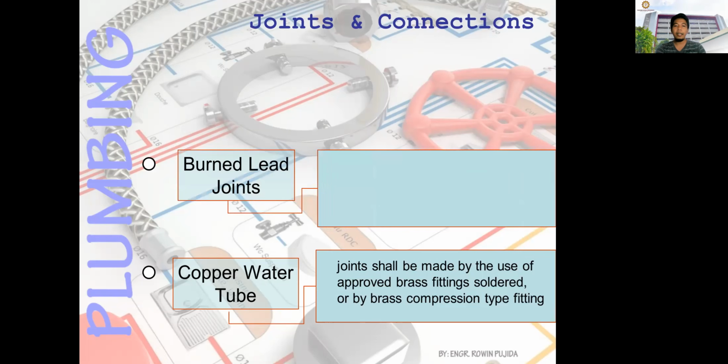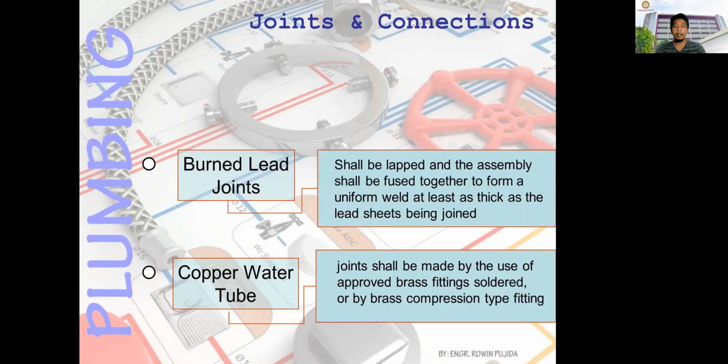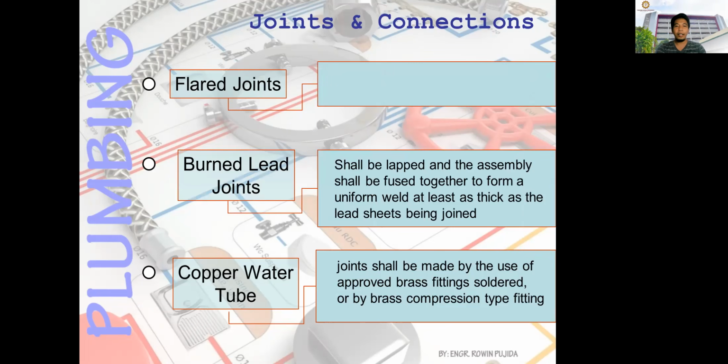And then the lead joint shall be lapped and assembly shall be fused together to form a uniform weld at least as thick as the lead sheets being joined. And then flared joints, you have for soft copper water tubing shall be expanded with proper flaring tools.